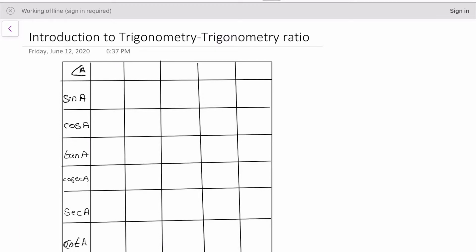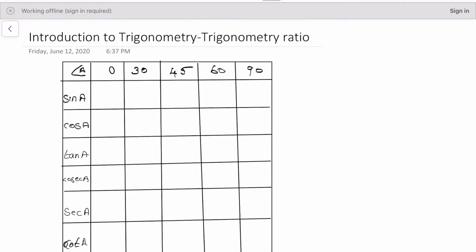Now for certain basic angles, we will write them in increasing order of angle. For example, I'll write 0 for 0 degree, 30 degree, 45 degree, 60 degree, and 90 degree. As the angle increases, the value of sine goes on increasing.